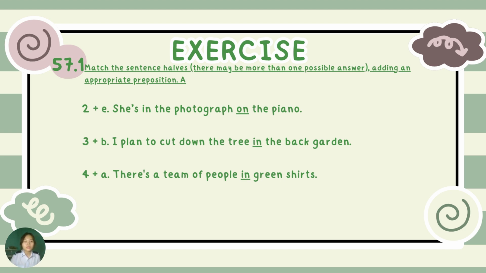On is used because the photograph is physically placed on the surface of the piano. Number 3 matches with: I plan to cut down the tree in the park garden. In is used to indicate that something is located inside a specific area, in this case the park garden.